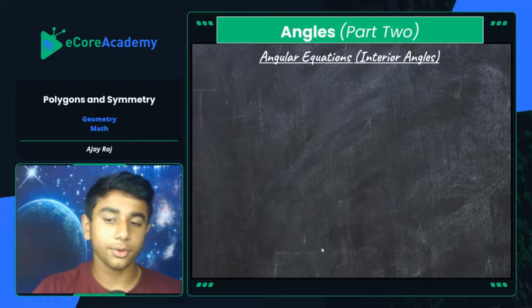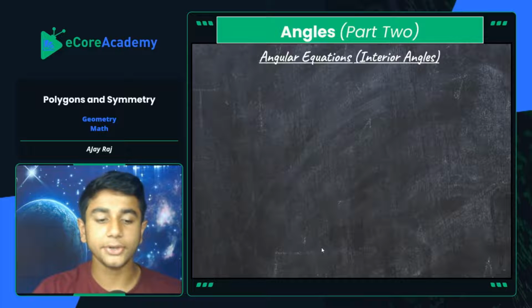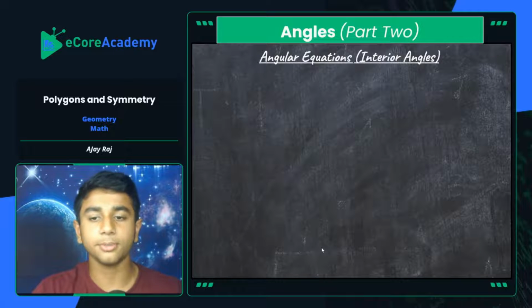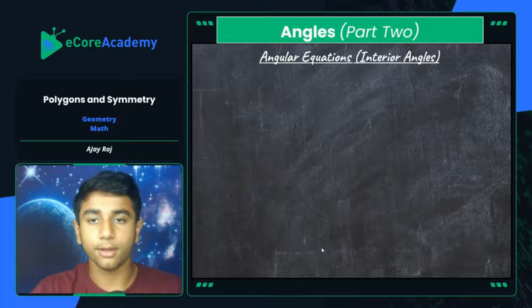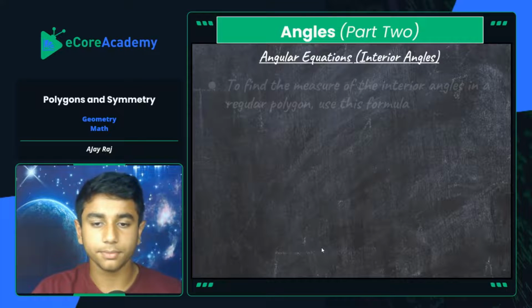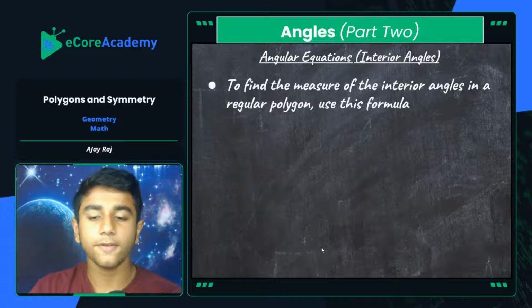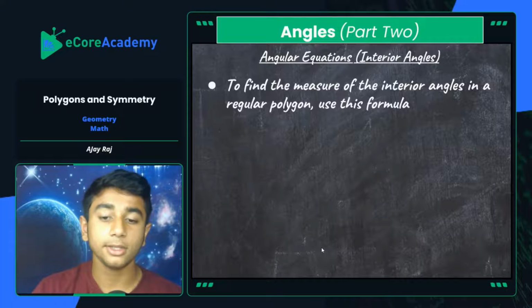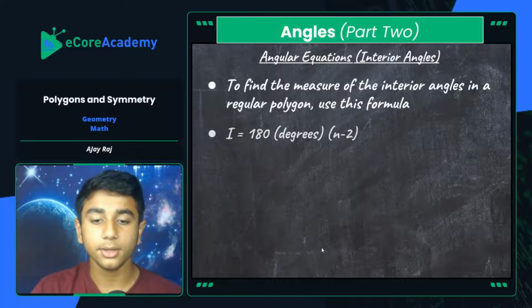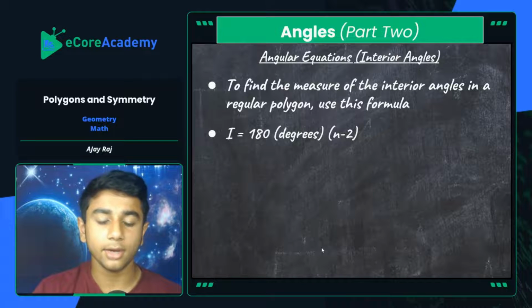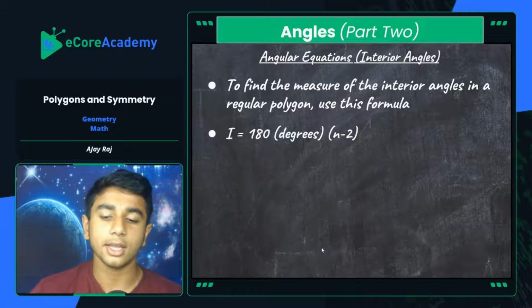Let's move on to the equations revolving around interior angles. As we mentioned, I'm going to give you a little equation that you can use to solve the measures of interior angles in regular polygons. To find the measure of the interior angles in a regular polygon, use this formula, and keep in mind it's only for a regular polygon: the interior angle equals 180 degrees times n minus 2.